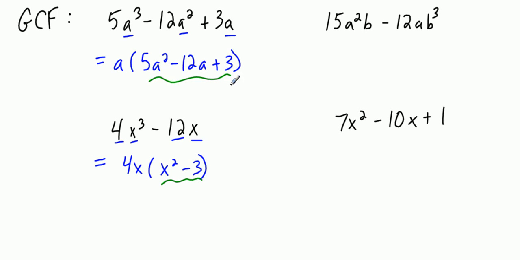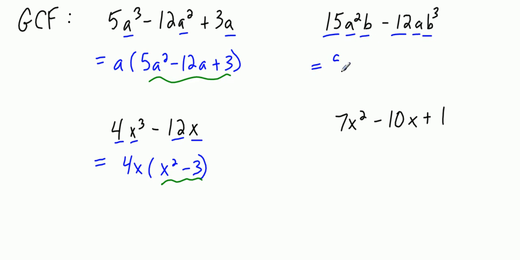Can this be factored anymore? In these cases, they can't, but we'll look at problems that you might have to factor twice, just like when you reduce a fraction. Sometimes you have to reduce a fraction twice. Okay? In a case like this, you have a common factor between the 15 and the 12 of 3. There's a common factor of A here and a common factor of B here.